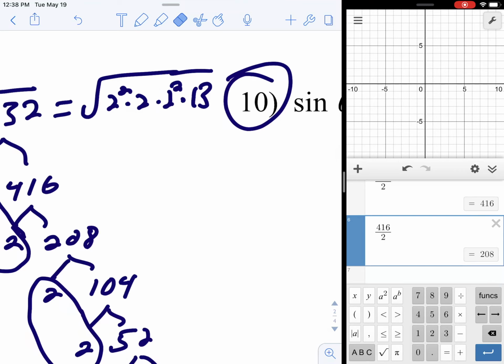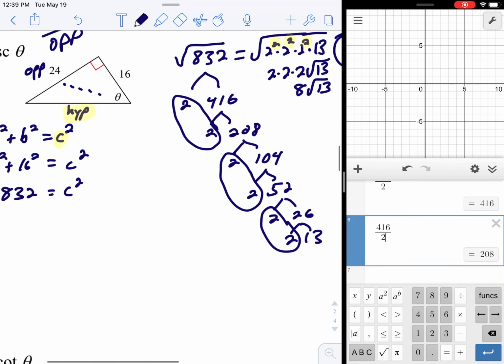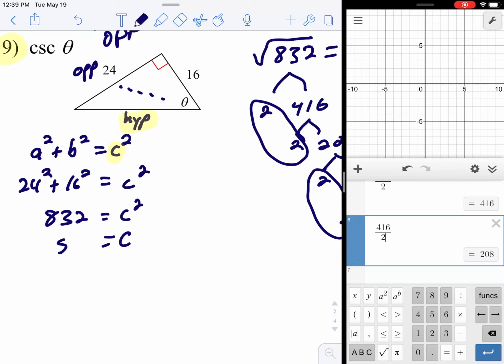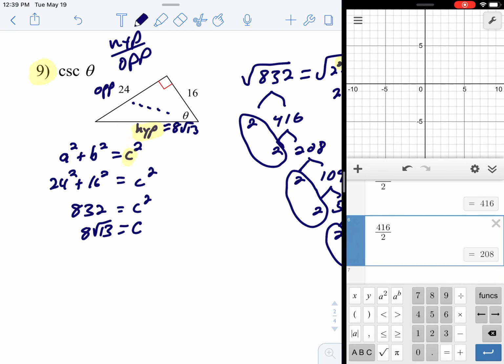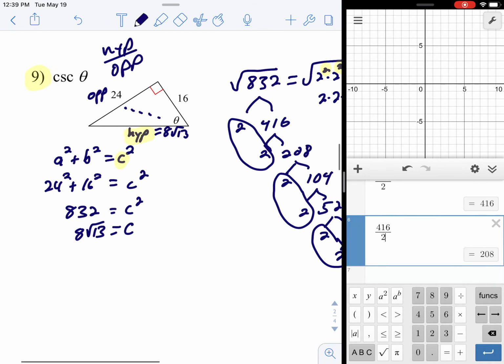Let me see if I can make that a little bit neater. Remember, the square root and the squares cancel out, so I can cancel out this one, this one, this one. That means I can bring out 1, 2, 3 2's with a radical 13 left over, so that's 8 radical 13. So the hypotenuse of this triangle is 8 radical 13. Cosecant is hypotenuse over opposite, so the cosecant of theta, hypotenuse over opposite, that's 8 radical 13 all over 24.